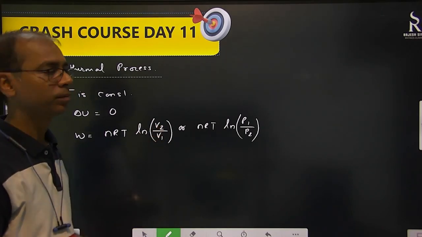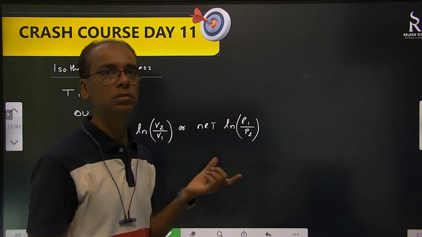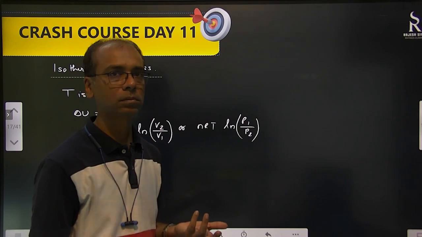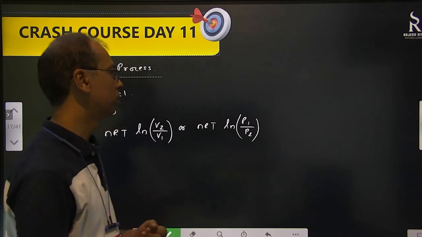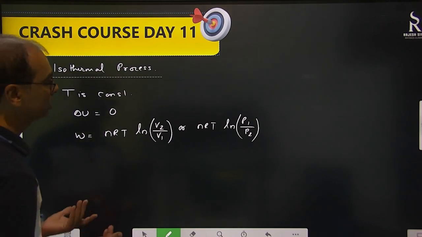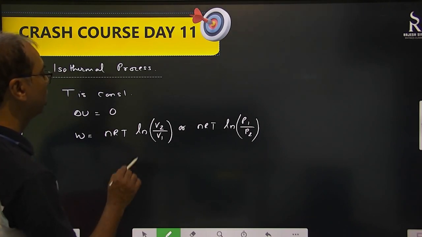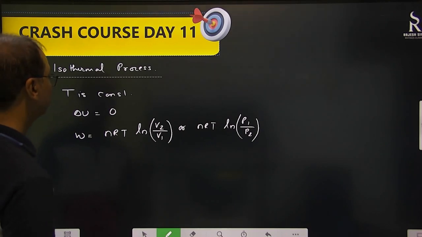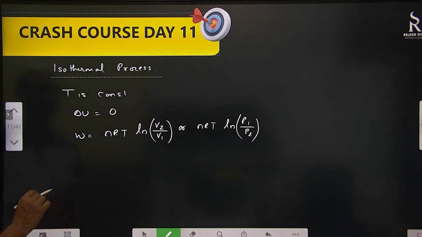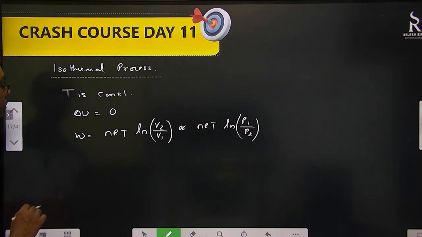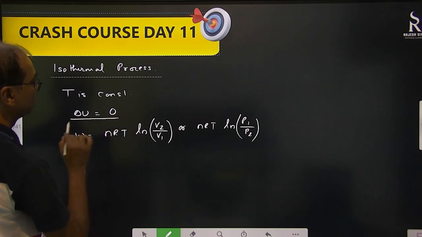If it's compression, or if P1 is greater than P2, meaning pressure is increasing, when you compress, it will come negative. So no need to worry about that. That way we can easily find out whether compression or expansion is there. Expansion means positive work done, compression means negative work done. So W equals nRT log of V2 by V1 or nRT log of P1 by P2. In this one, temperature is constant, and delta U is 0.